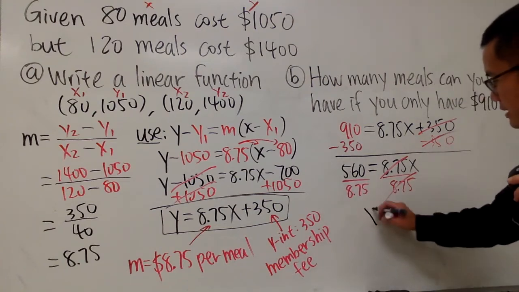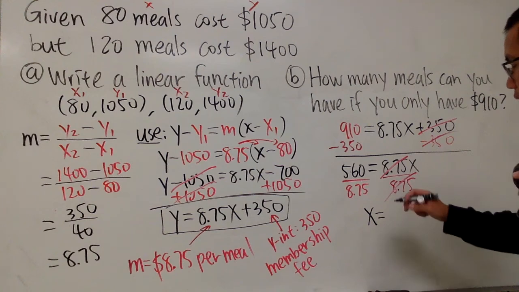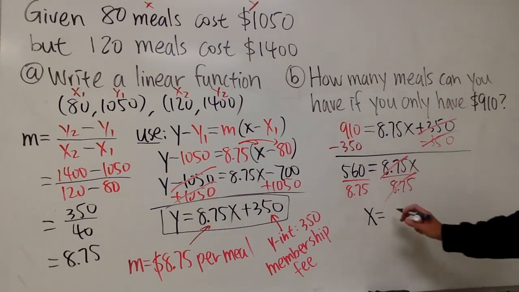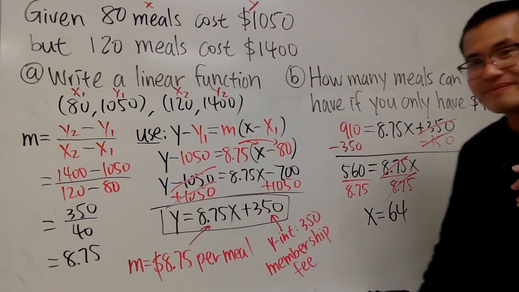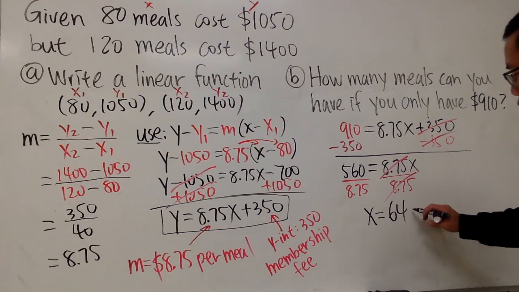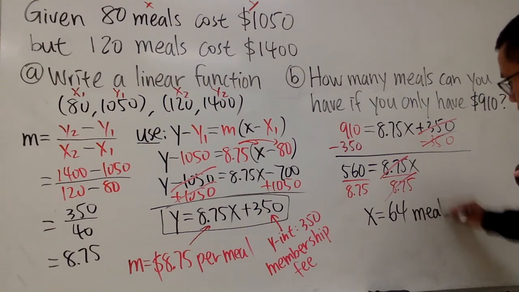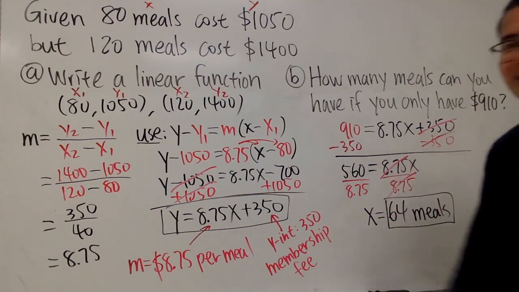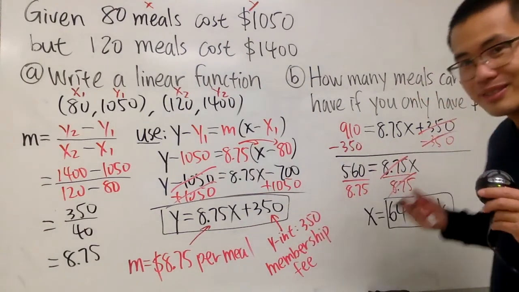In the end, we get x is equal to, just use your calculator or so, and this right here, I believe is 64. So when we're talking about the x right here, this means the number of meals that we can have. Well, in this case, that means we can only get 64 meals if we only have $910. Anyway, so this right here is it.